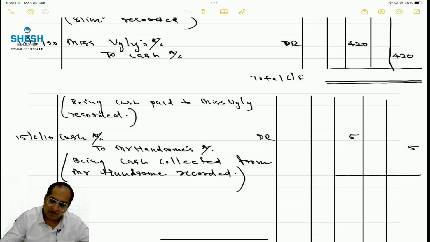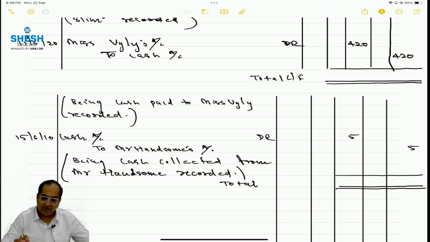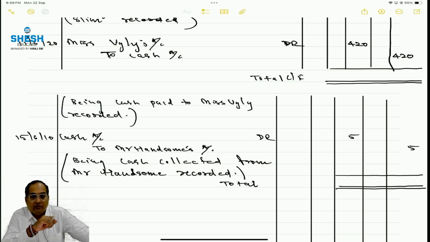What will you do here? Will you now write total carried forward or total? There is no question of any carry forward, right? Here we write total and we draw a double line. So the second problem is also coming to an end.